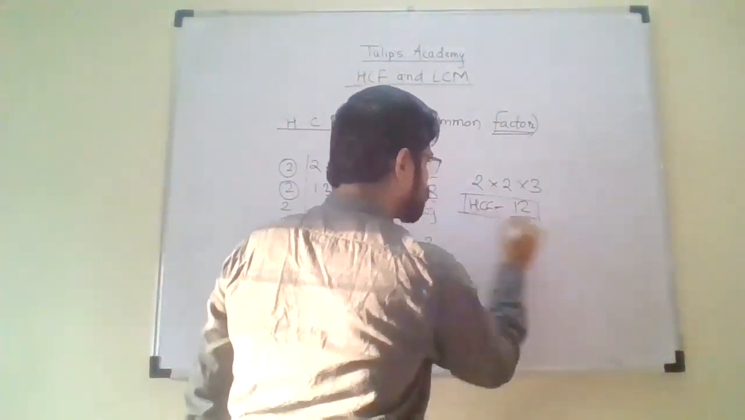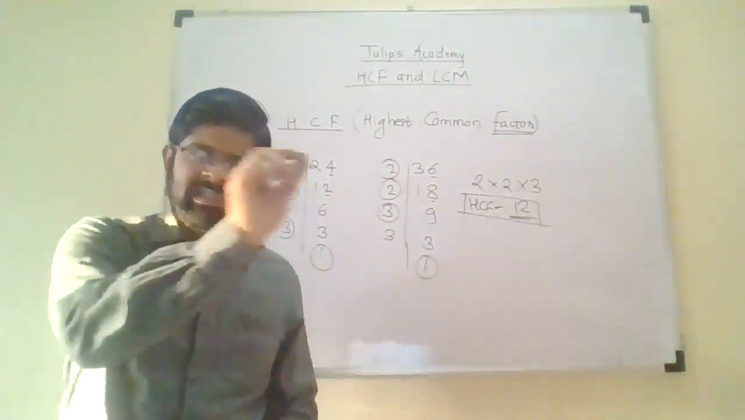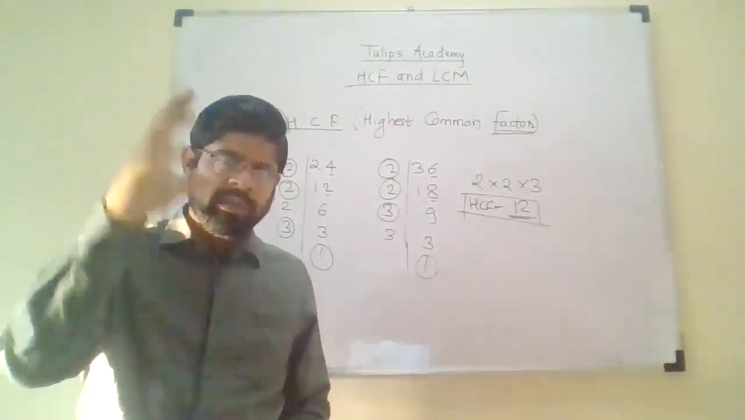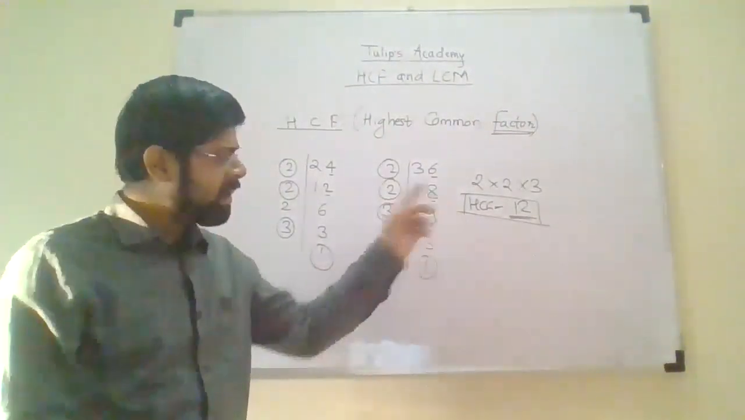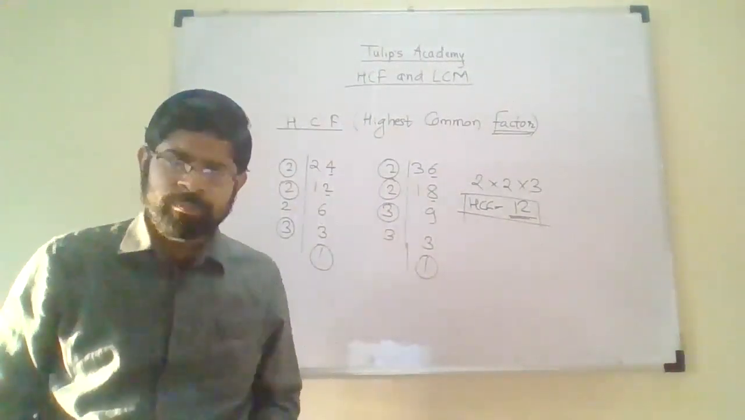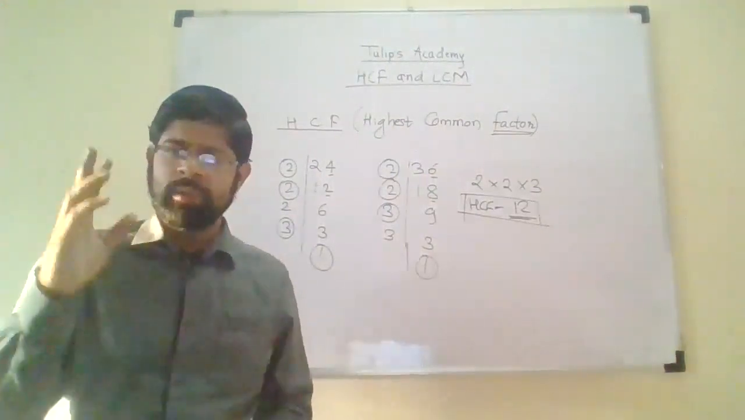So HCF comes to be 12. That's it. In the previous method, we had listed out the factors and we had seen the highest common factor which had come to be 12. Here also, by this prime factorization method, the factor has come to be 12. So yes, this method is also a perfect method.